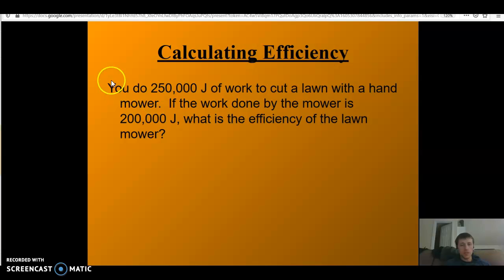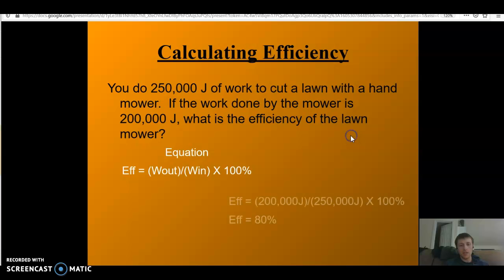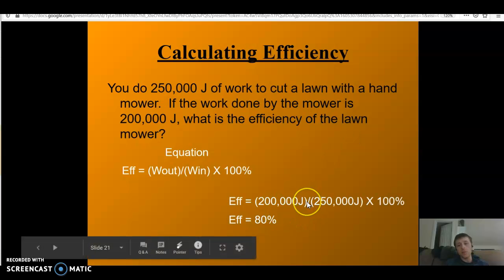Looking at another example, let's say we have 250,000 joules worth of work that we are going to be putting in. The mower is going to give us 200,000 out. So this is an 80% efficient machine.